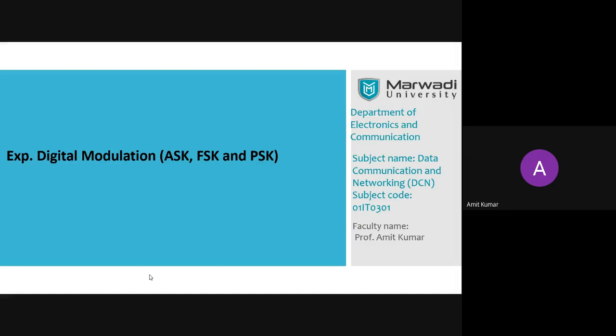Okay, so we should start our session. In the last class, we started digital modulation. We studied that three types of digital modulation are available. First one is ASK, second one is FSK, third one is PSK. Out of these, we have already completed ASK, that is abbreviated as amplitude shift keying. Today we are going to cover FSK, that is known as frequency shift keying.